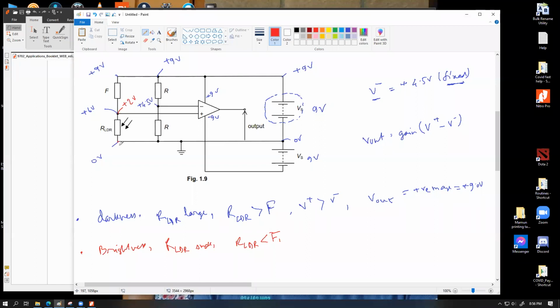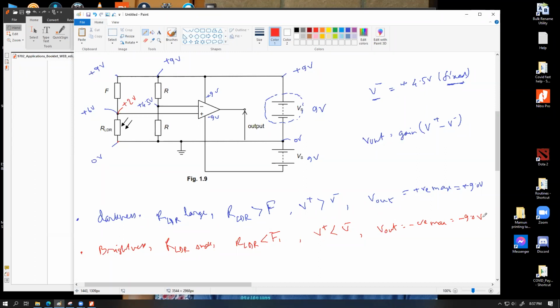the LDR voltage. This makes the V plus smaller than V minus in brightness for the same circuit, because it's all happening because of the variable resistance of the LDR and nothing else. As a result, in this case, the output will also become saturated because it is an ideal op-amp. So as long as there is a difference between V plus and V minus, you will get a saturated output. In this case, the output will become negative maximum, which means this is minus 9.0 volt.